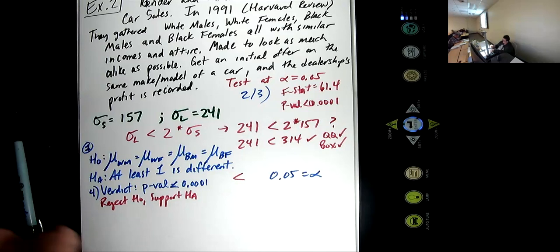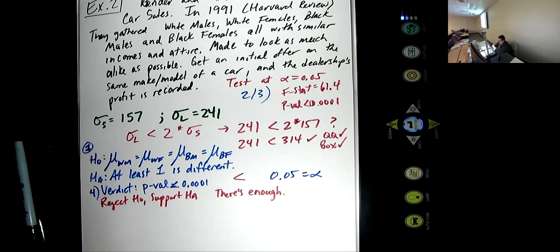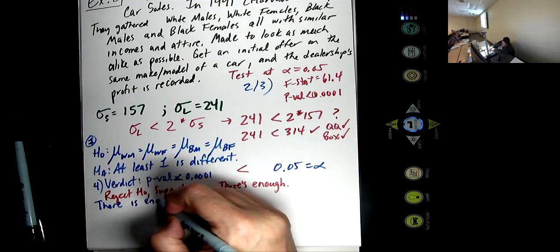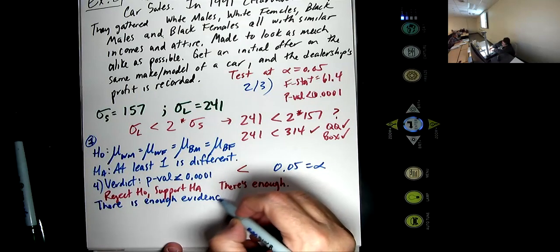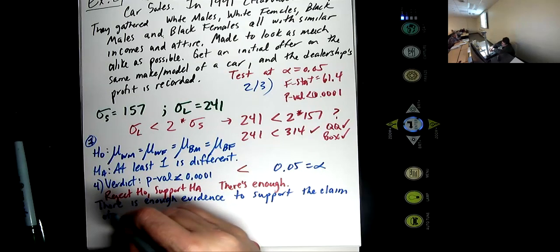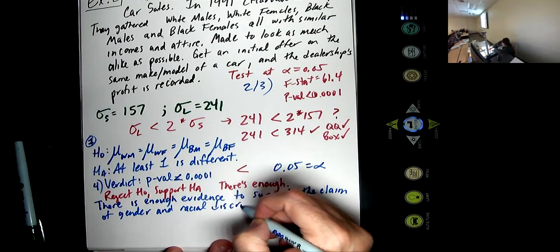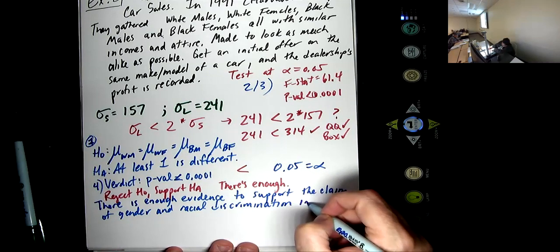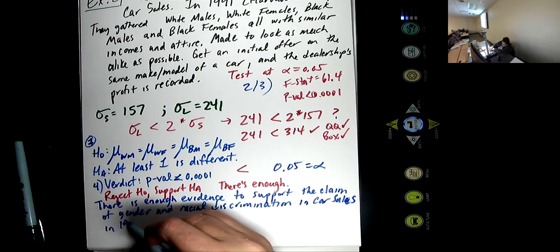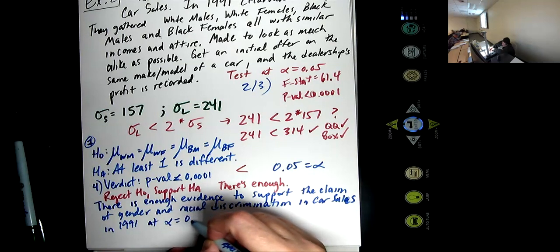Which means there is enough evidence to support the claim of gender and racial discrimination in car sales, at least in 1991, at alpha equals 0.05 level of significance.